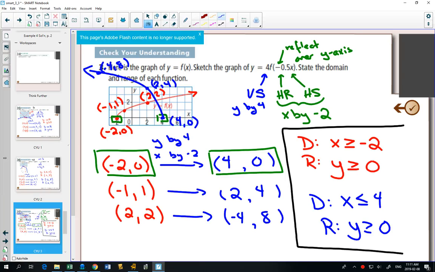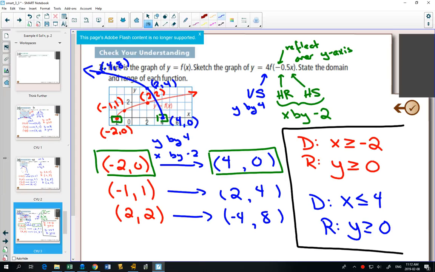Do my domains match up with what happened to my x values? My x values got multiplied by -2. What happens when you multiply by -2? Well, this would become a 4. And do you remember the rules with inequalities? When you multiply or divide by a negative, what happens to the inequality sign? It gets flipped. Notice that that happened as well, right? We multiplied by -2, which got us the 4, and the sign got flipped.